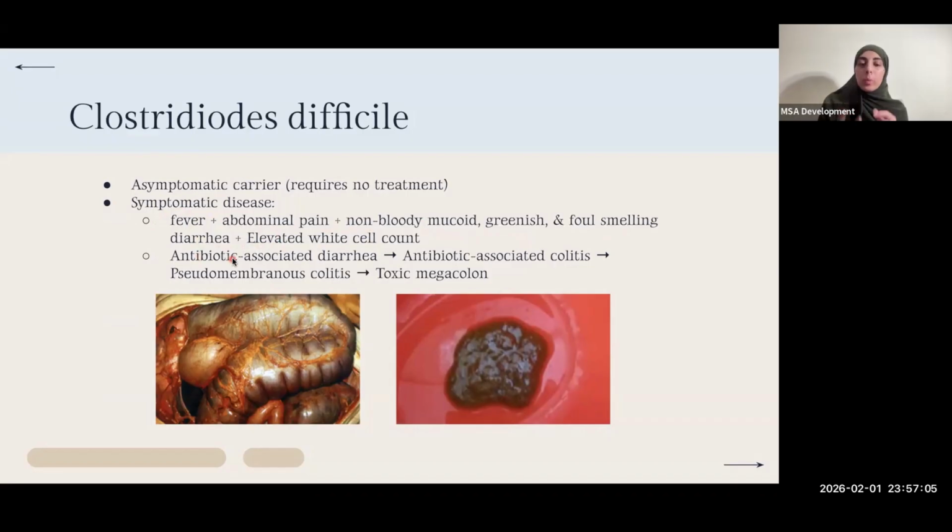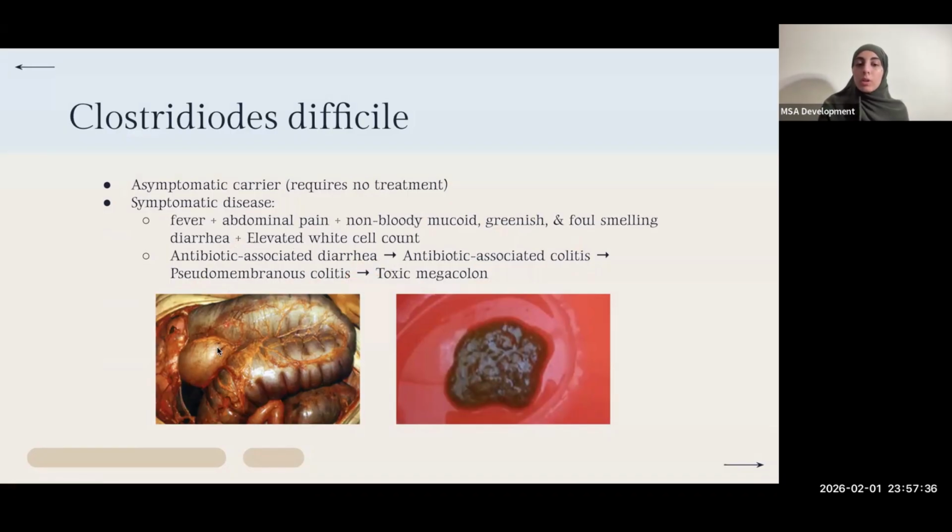So when someone has C. diff infection, we have different stages of severity of the disease. It can either be antibiotic-associated diarrhea, just basic diarrhea, or it can be antibiotic-associated colitis. So it's diarrhea, but then there's inflammation of the colon. It's more severe. And then the next stage is pseudomembranous colitis, which is even more severe. And finally, the most severe complication of this infection is toxic megacolon, which is very dangerous and it's an emergency.